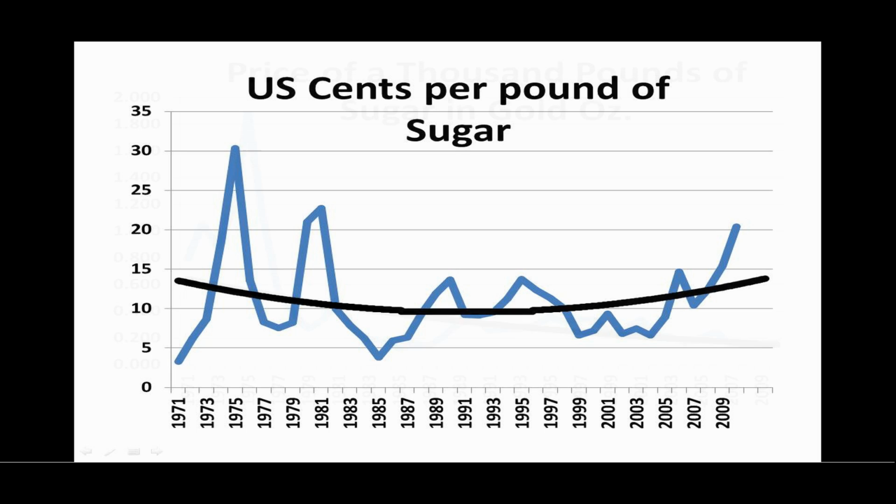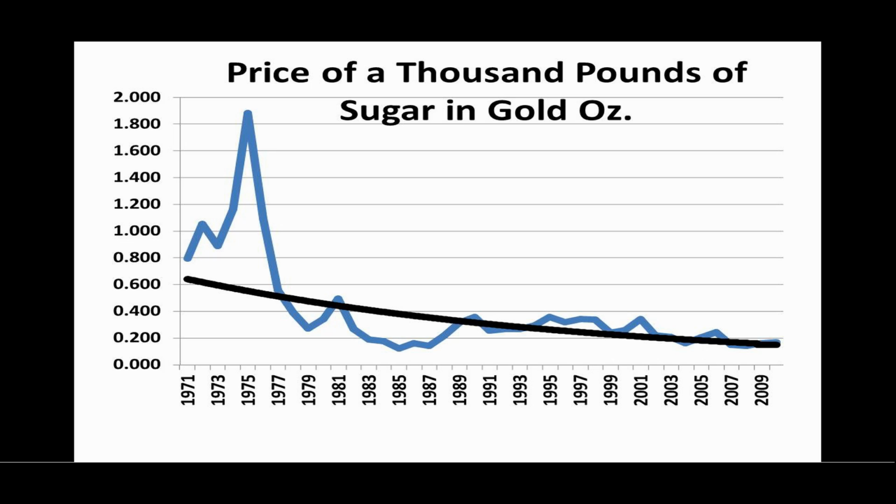If we use the same commodity here, sugar, priced in gold, we get this graph here. This graph shows the price of 1,000 pounds of sugar in gold ounces. I didn't use just 1 pound because then the numbers would be way too small. But 1,000 pounds of sugar in terms of gold, this is what it looks like. It's the blue line on this graph. The black line is the regression line that I used, which is an exponential line.